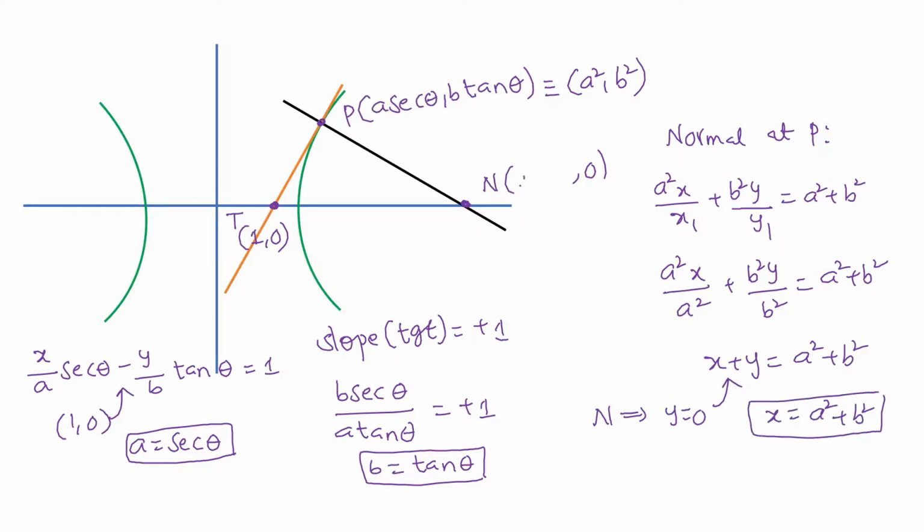So the point N is simply going to be a square plus b square comma 0, and the point T is going to be 1, 0, and the point P is going to be a square plus b square. So now we need to find out the area of this triangle here. So what will be the area of the triangle, so that we can directly see? We can take this area as half base into height, where height is going to be the y coordinate of the point P, and the base can be taken as TN, right? So let's find out the area of this one.